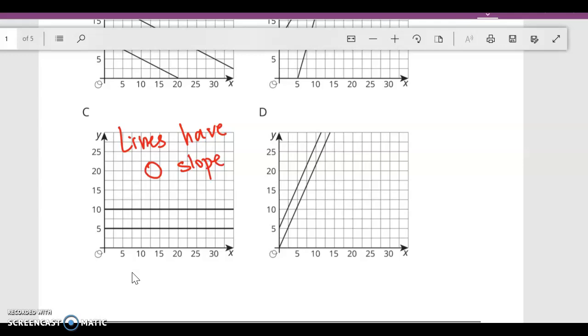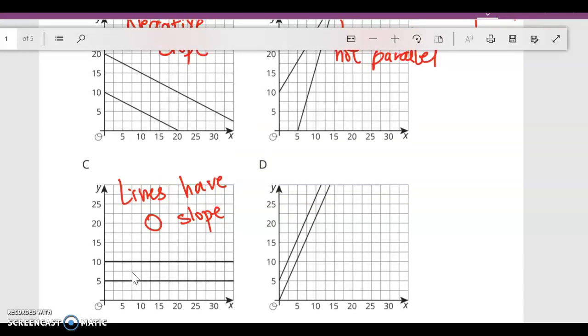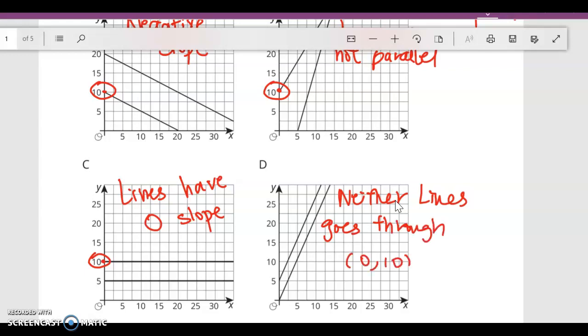For D, if you look closely, the only difference is that D is the rest of it, they have a y-intercept of 10. See where the graph meets with your y-axis. But only this one, the y-intercepts are not going through 10 right here. So neither line goes through 0, 10.